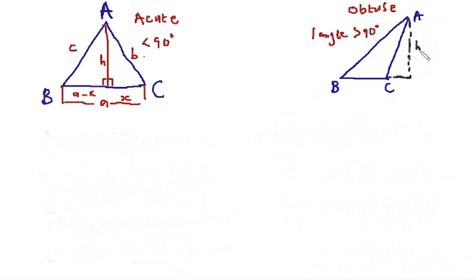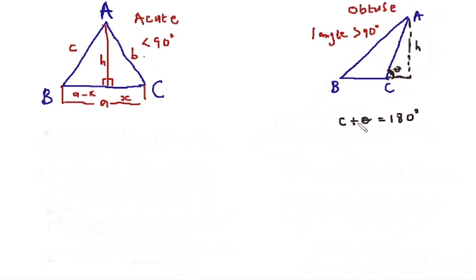So this is h, we call this h. Note that this is angle C. This is 180 minus angle C. Let's call this angle theta though. So if this is angle theta, this is angle C. That means C plus theta is equal to 180 degrees.